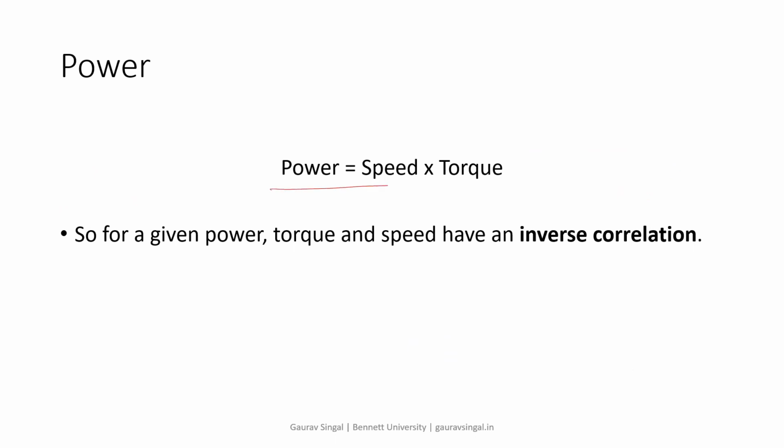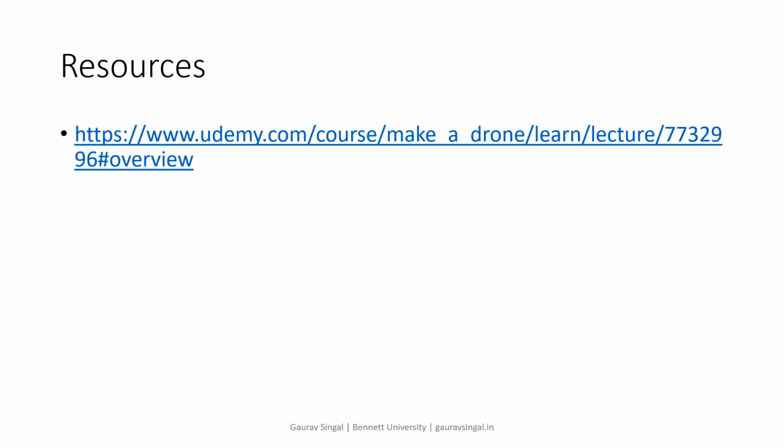This is the formula of power, how we get power. Basically both are directly multiplied to get the power. If any one component is higher, we'll get the maximum power. So for a given power, torque and speed have an inverse correlation. There are one or two resources from which we have taken the overview, such as a Udemy course. It's an open source course, so you can get an overview from that.